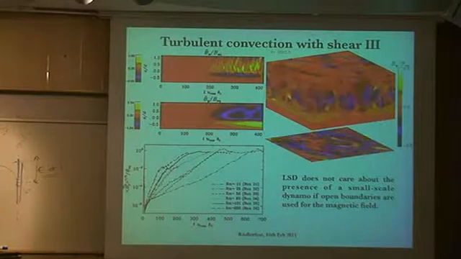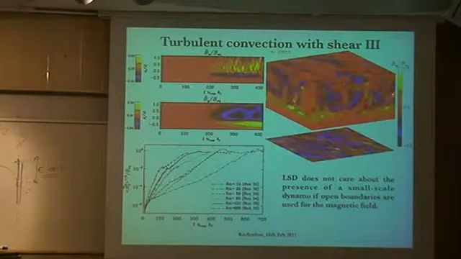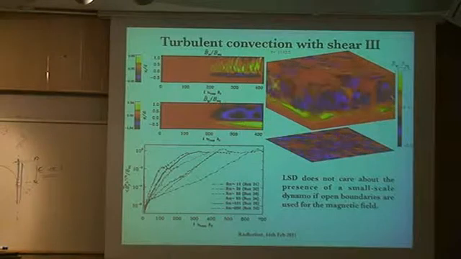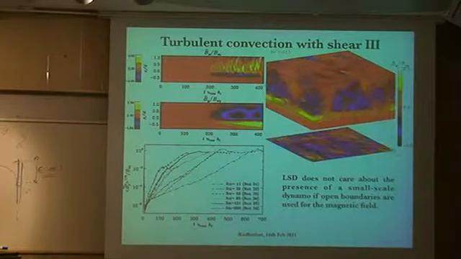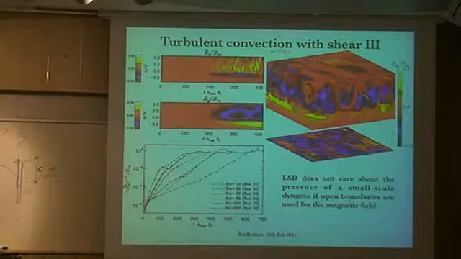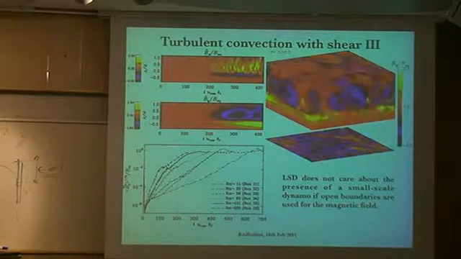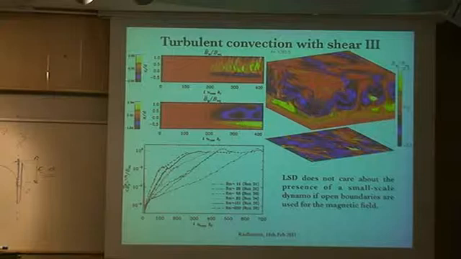So now you begin to see formation of, here's a blue field, which is negative streamwise magnetic field, and then you have a positive field here in the overshoot region. And this configuration does not show any oscillations of the magnetic field.